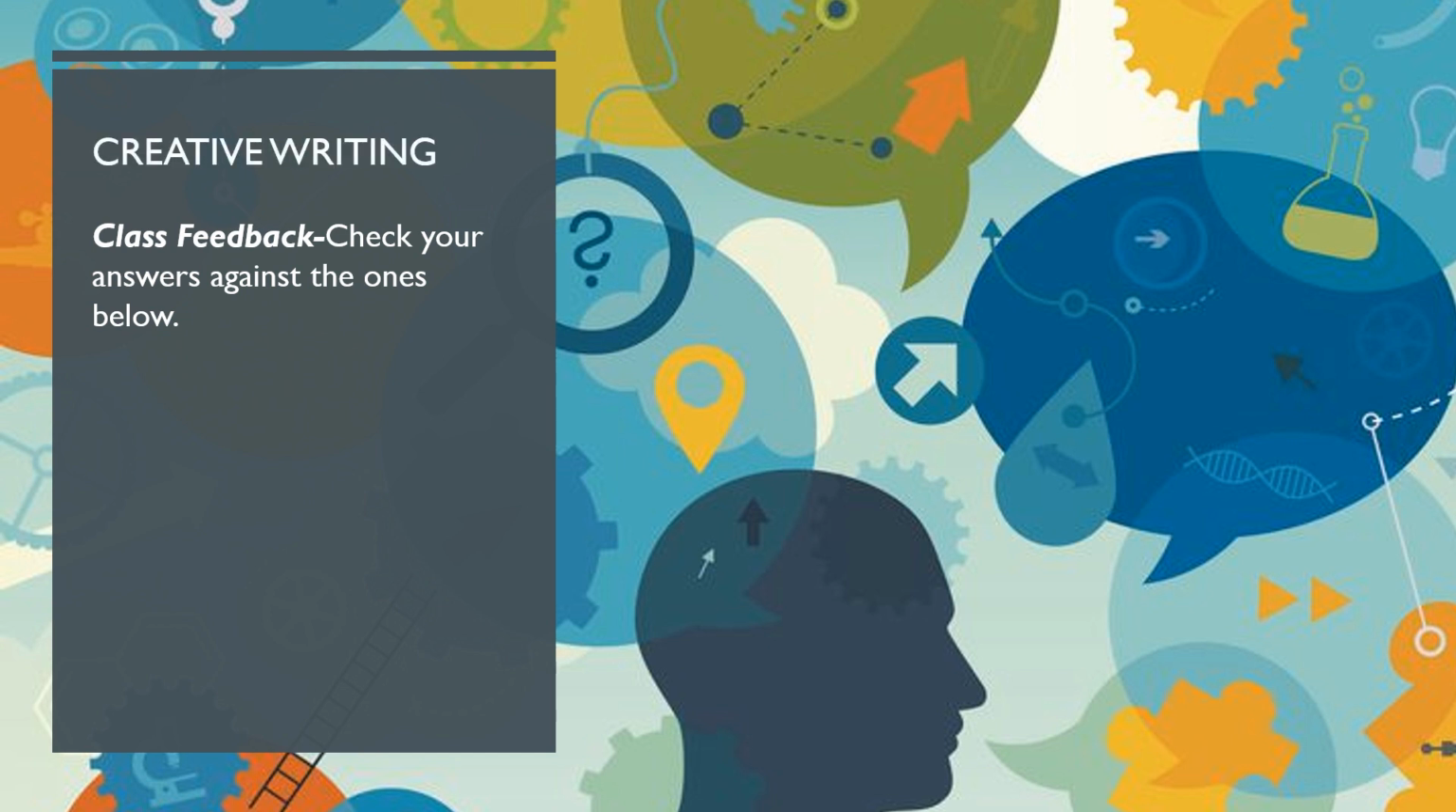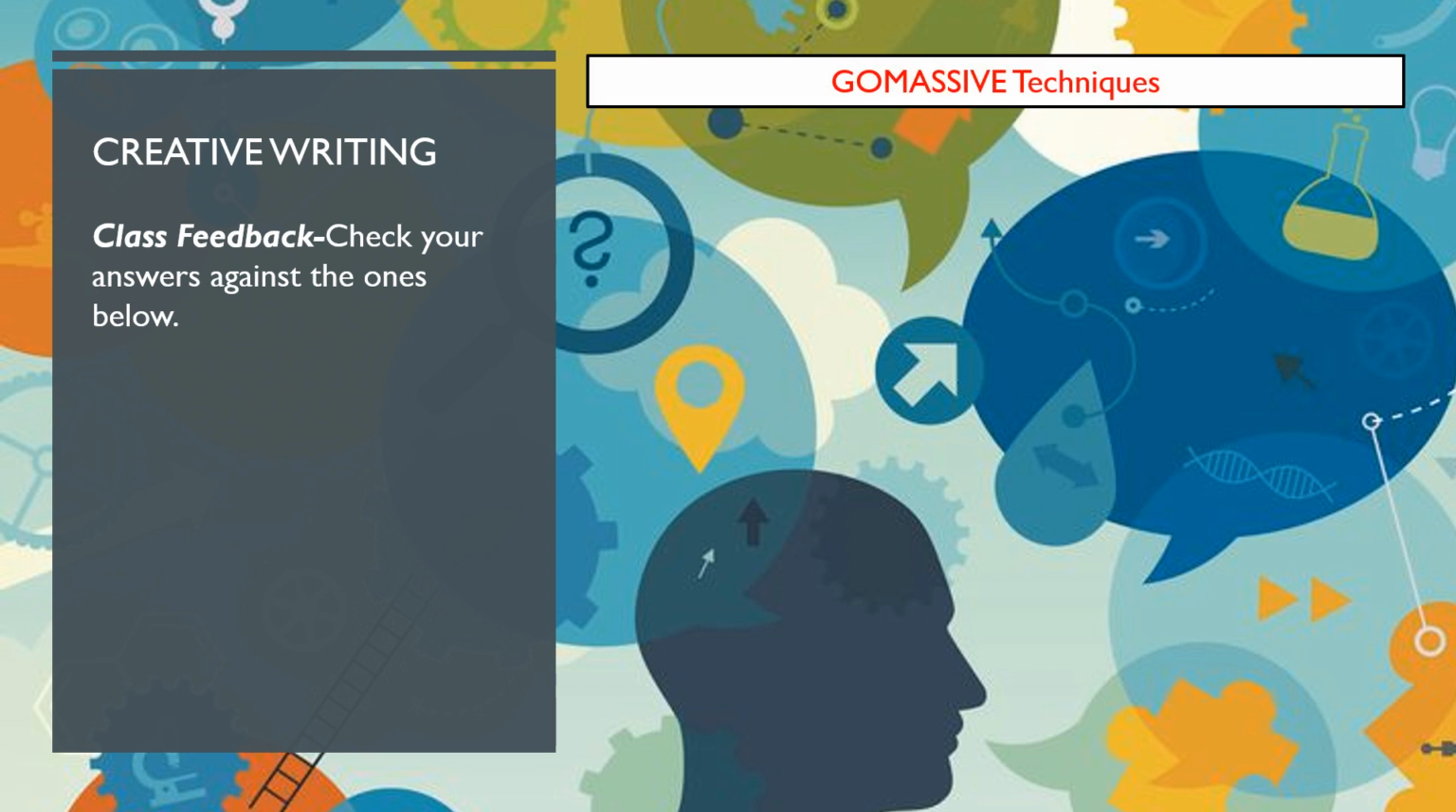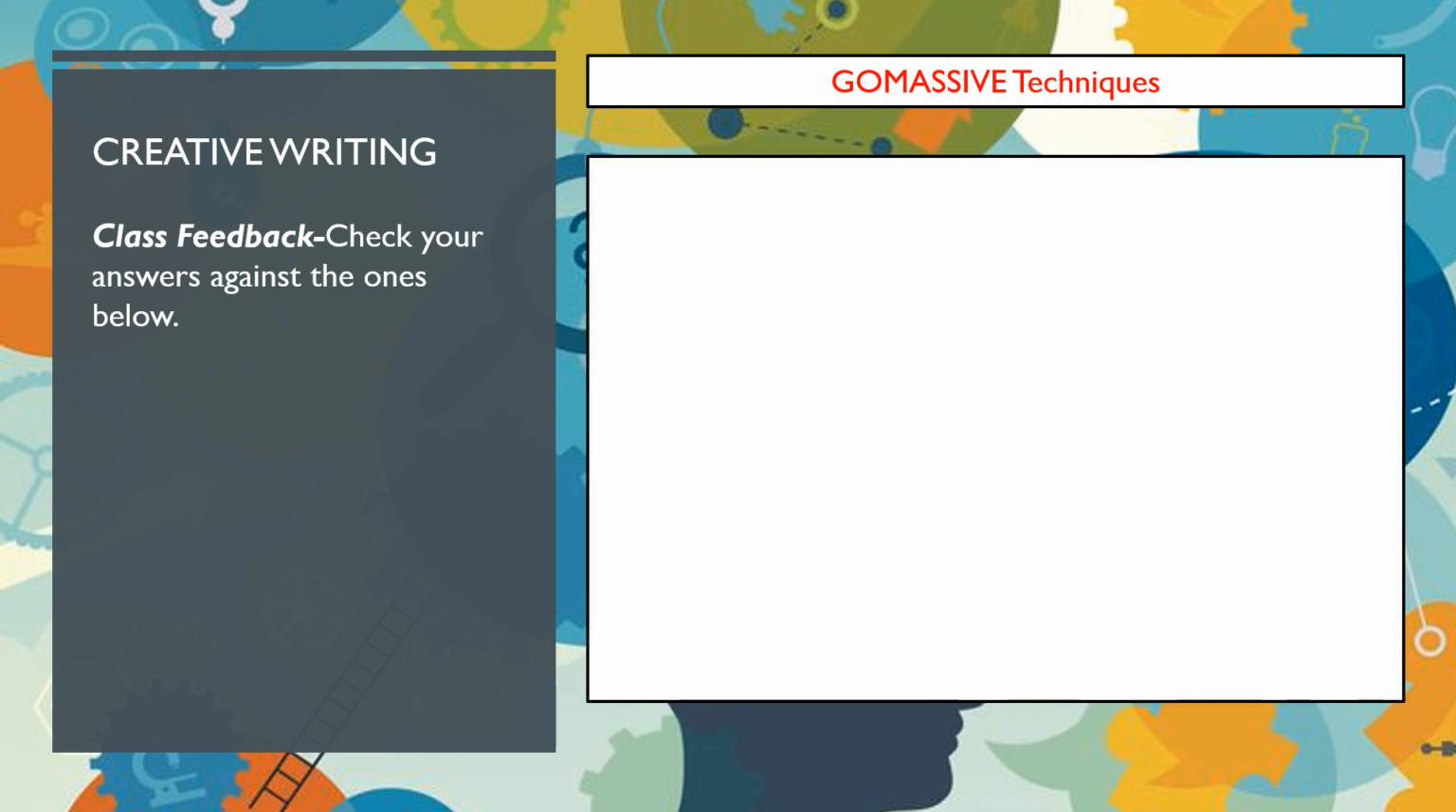Class feedback. Check your answers against the ones below. So here we have at the top of our sheet Go Massive, which is the acronym we're going to use for paper 1 question 5. The first technique that we're going to be talking about is a group of 3. Now if you haven't heard of this before, it's also referred to as a triplet. This is where you have 3 key ideas or 3 main points that all work towards a common goal.